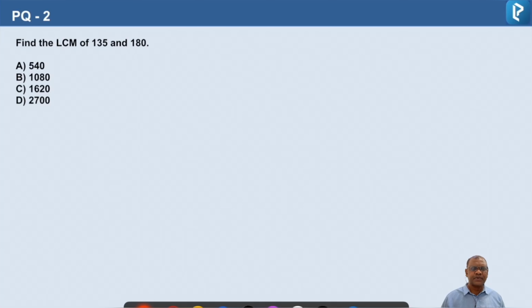Question number 2. Find the LCM of 135 and 180. Here also let us see 135, 180. So, if the numbers are big, instead of going for prime factorization, we can use any one of the methods of division or prime factorization method. So, 135. So, this is divisible by 5. How many times? 5 2s, 5 7s. And 27 is nothing but 3 cube.